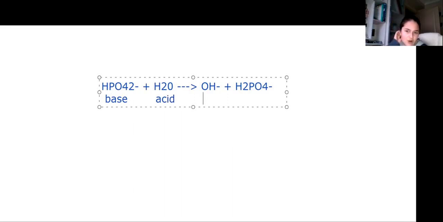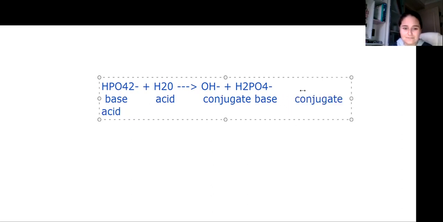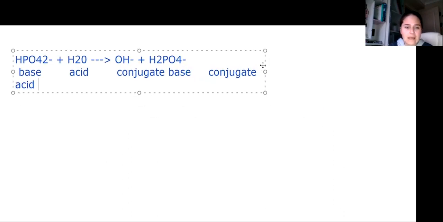So what's going to happen? What's the OH and what's our other product? What is that conjugate base, and then the other one's conjugate acid. So the OH is conjugate base, and the other one's conjugate acid. With your OH, did you say it's conjugate base? Yeah. Perfect. Good job. And then the H2PO4 is a conjugate acid. I guess you could work it out by looking at one of them that you know well, and you can work out the other one.